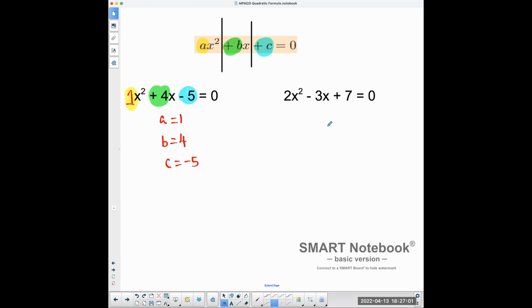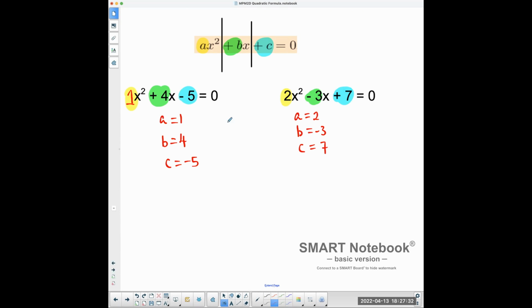What about this one on the right? Again, the a value is the number that's in front of x squared. So the a value here is going to be 2. The b value is the number in front of x, including the sign. So -3 is the b value. And the c value is the number all by itself. So it's a positive 7. So a is equal to 2, b is equal to -3, and c is equal to positive 7.